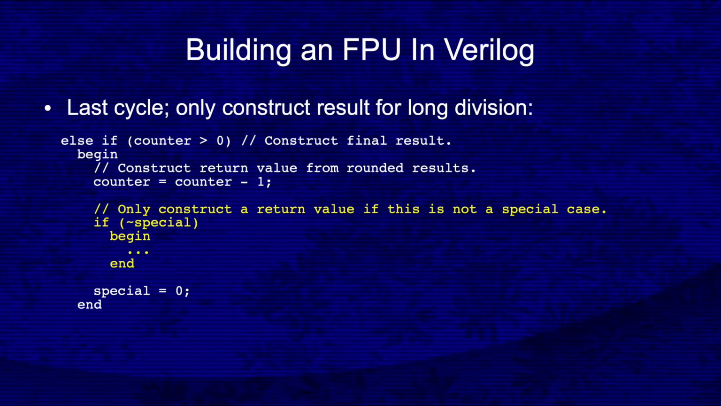The logic block for the last cycle is shared with the exceptional cases. However, for exceptional cases, the return result was computed in the first cycle of the state machine, so the circuit uses a flag to prevent overwriting the previously computed result. That is, the logic for the final cycle only constructs a return value in the case that the circuit needed to perform long division to compute the quotient significand.